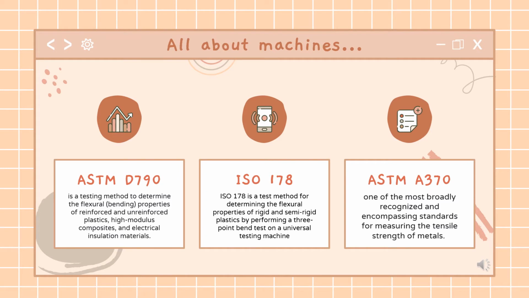Common ASTM and ISO flexural test standards: ASTM D790, standard test methods for flexural properties of unreinforced and reinforced plastics and electrical insulating materials. ISO 178, plastics, determination of flexural properties. ASTM A370, tensile testing and bend testing of steel reinforcing bar.